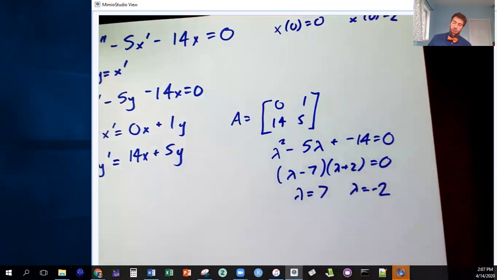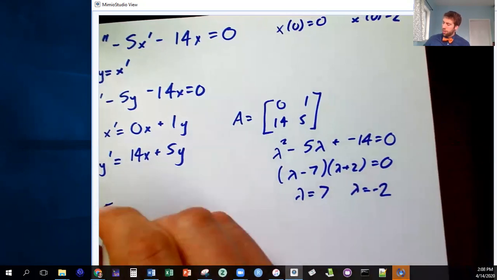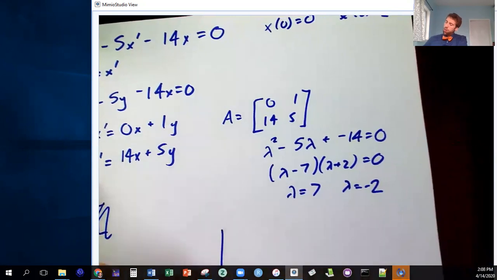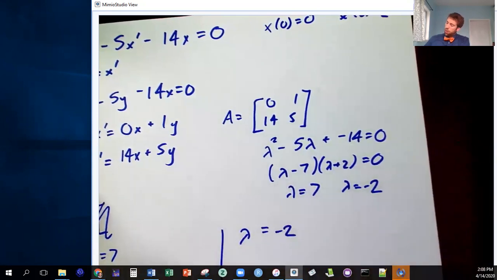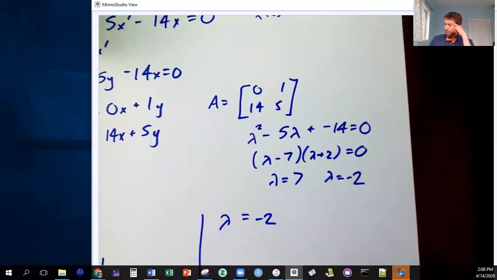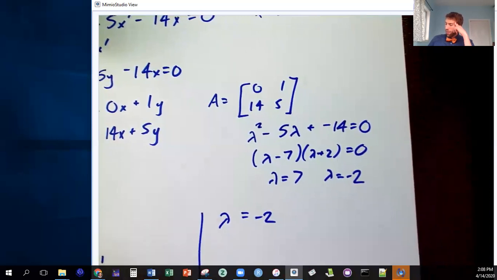And so then you get your eigenvectors with that. To find the eigenvectors, we subtract, let's do lambda equals 7, lambda equals negative 2. So with 7, you get 0 minus 7, 1, 14, 5 minus 7. Nope, 5 minus 7 is negative 2. Yep, doing arithmetic. Here we go.